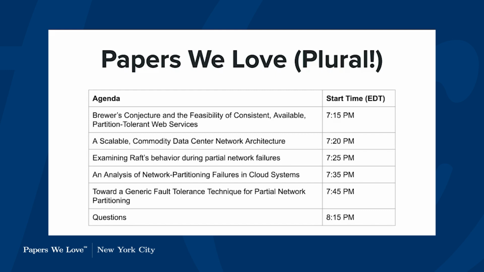Then we're going to talk about what a partial network failure or partial network partition looks like inside of a data center. We're going to see what happens to Raft, which is a consensus protocol, during a partial network failure. And then we're going to talk about two papers, with three of the same authors for both of them, diving into different network partitioning failures, and then a solution towards the partial network partition failures. I'm going to mess that up more than once. I'm going to apologize in advance for that.